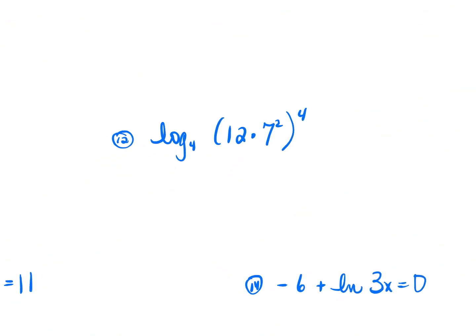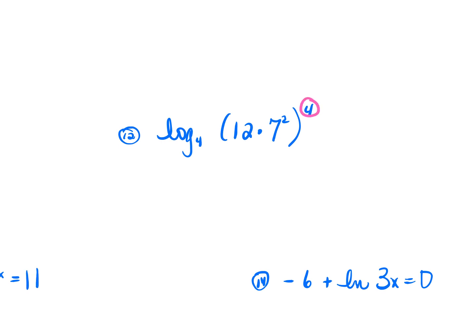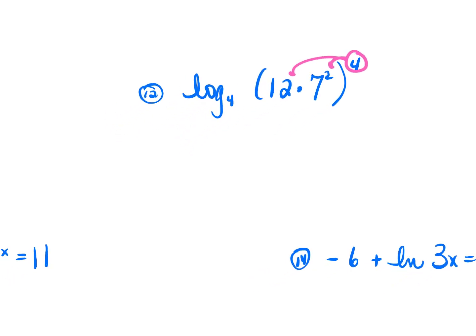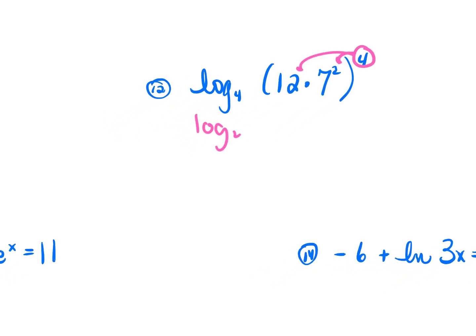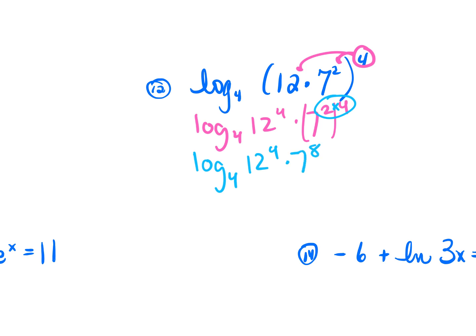All right, so number 12, since the whole thing's raised to the 4th power, I'm going to distribute that to both of them, just like what we did in number 4. So log base 4 of 12 to the 4th power times 7 squared to the 4th power. What do we do when we have a power raised to a power? Multiply. So it becomes 7 to the 8th power. Log base 4 of 12 to the 4th power times 7 to the 8th power.